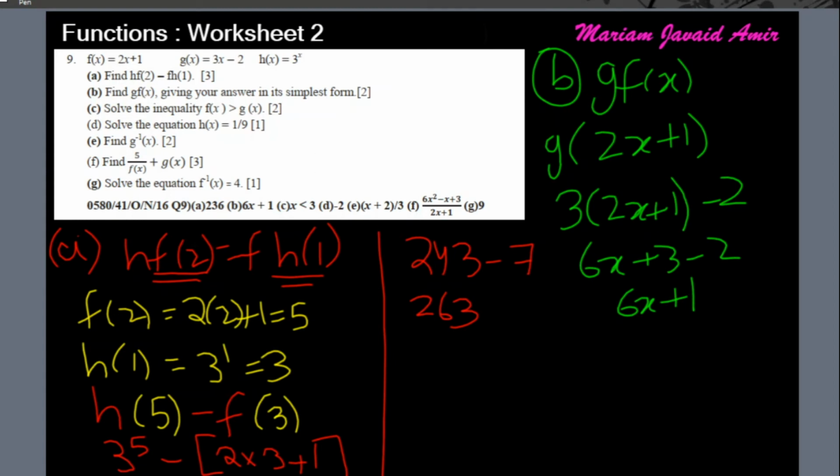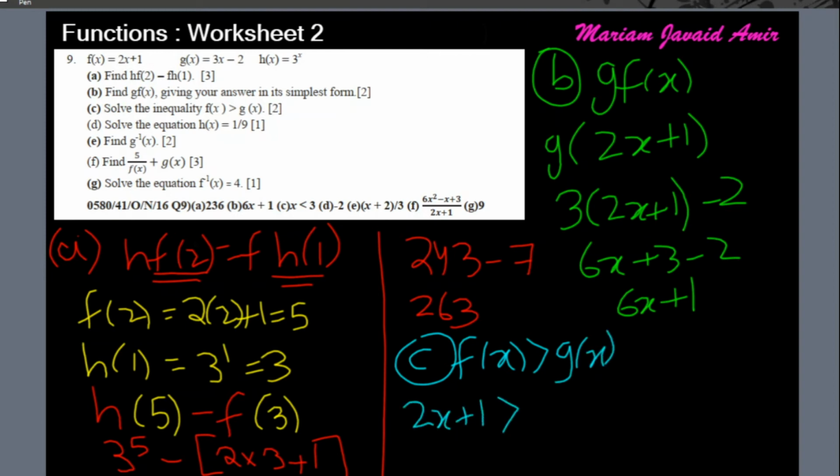Part C, solve the inequality f(x) greater than g(x). So f(x) is 2x plus 1 greater than 3x minus 2. This becomes 3 is greater than x, or you may write it as x is less than 3.